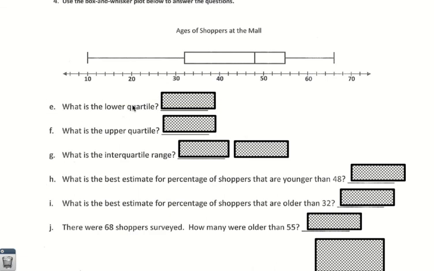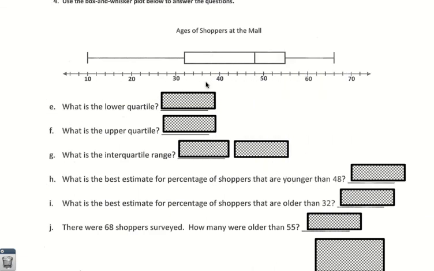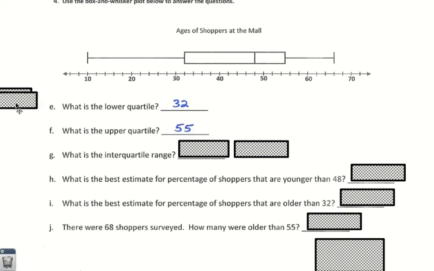Sorry. Does the box and whisker plot tell you a lower quartile? Yeah, it's the left edge of the box. Looks like it's lined up with 32. How about the upper quartile? Well, wouldn't that be the upper edge of the box, which we can assume is in between 54 and 56? So 55.